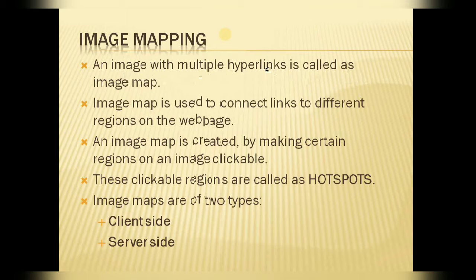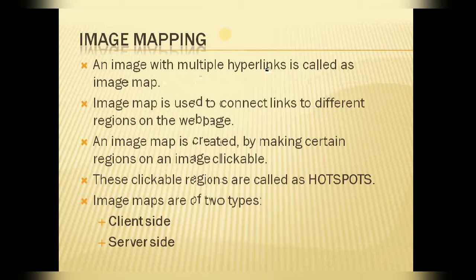When we start with client-side image map, there are different elements or different tags that we are going to use for creating client-side image map. The first tag that we are going to use is IMG tag. IMG tag, as we all know, is used to insert images on the web page. Now, in this case, we are going to use two attributes of IMG tag. The first attribute is SRC. SRC stands for source. It defines the source of the image or the URL. So, the value which it takes is the URL of the image.